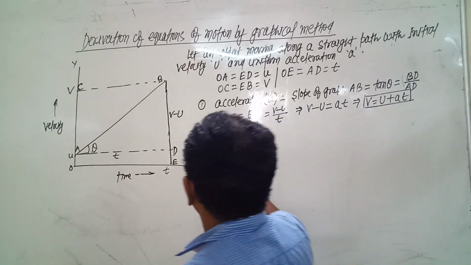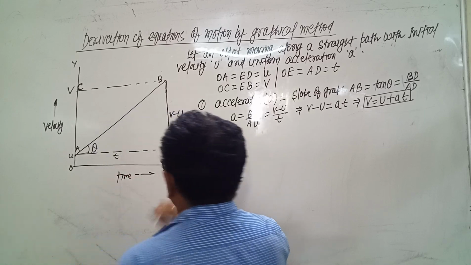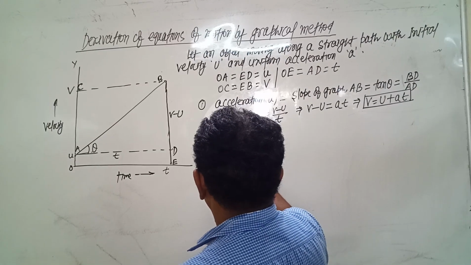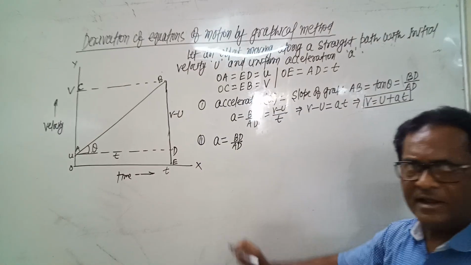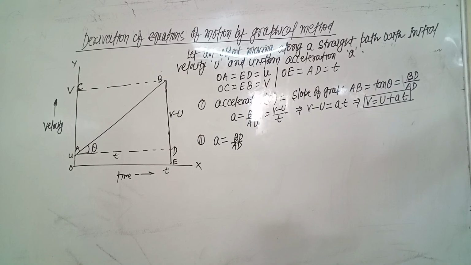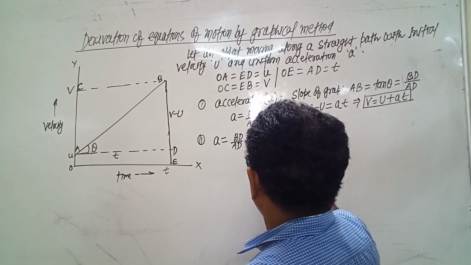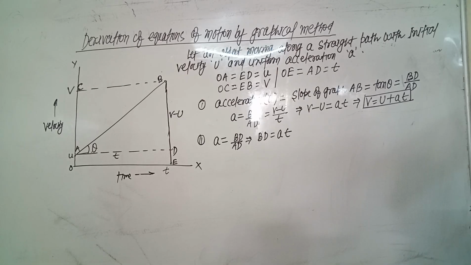Now for the second equation, again we use the same formula. Acceleration of graph AB equals BD upon AD. A equals BD upon AD, and BD is represented by A into T, because AD is equal to T. So BD is equal to A into T.